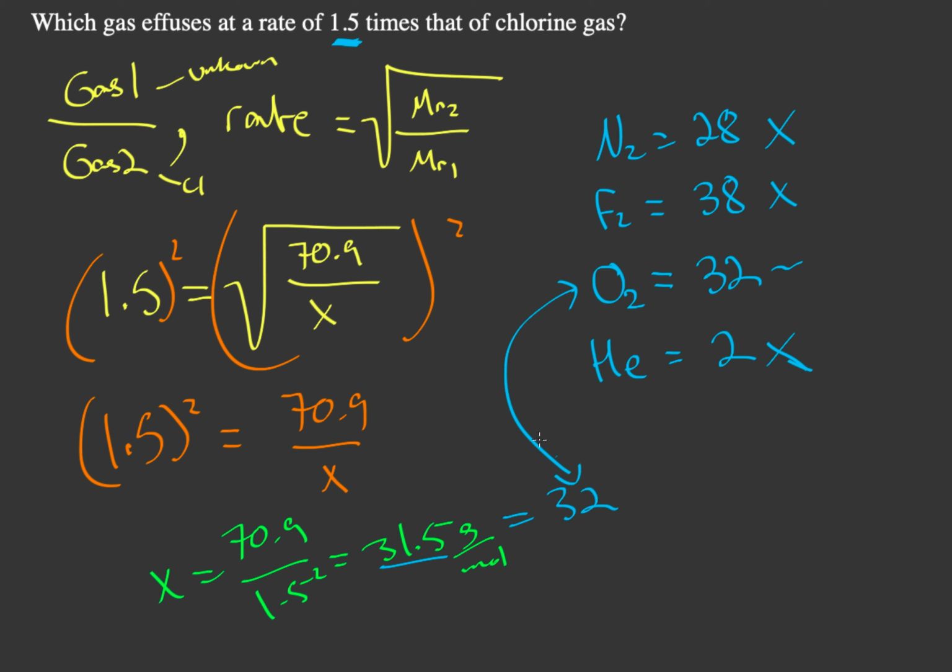So we can say oxygen diffuses or effuses 1.5 times the rate of chlorine gas.